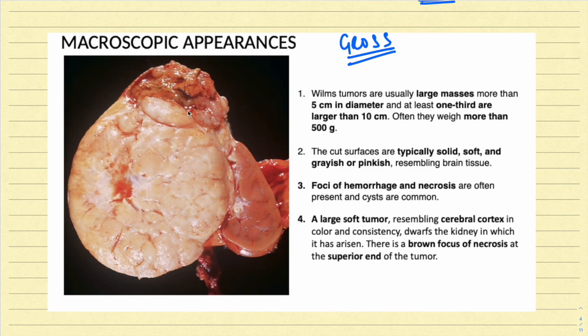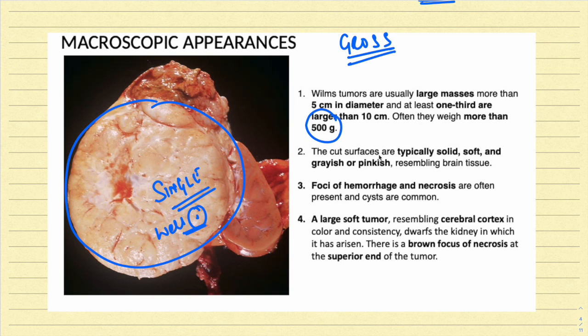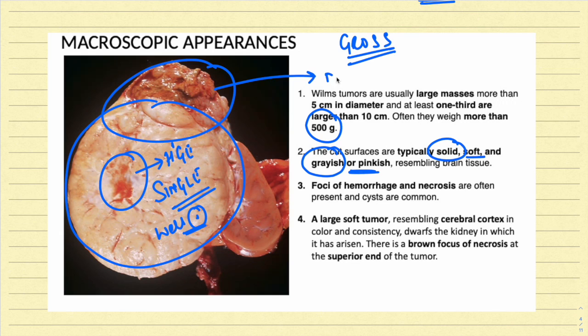Over here you can see that there is a very large single mass. It is quite well circumscribed, and they weigh more than 500 grams. The cut surface, as we can see, is grayish pink in color, solid and soft, homogeneous in appearance. Larger tumors can have some foci of hemorrhage, as we can appreciate from this diagram. This is the focus of hemorrhage, and over here this is the focus of necrosis. So larger tumors can develop foci of necrosis as well as hemorrhage.